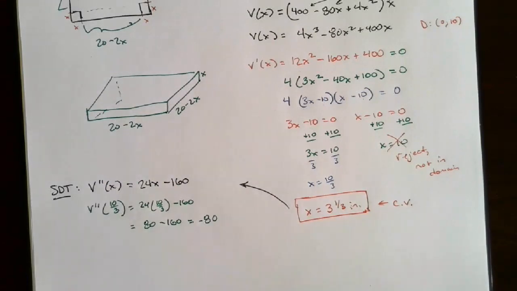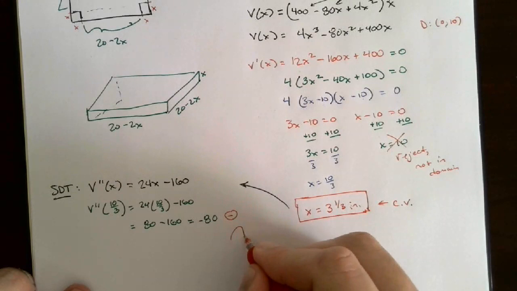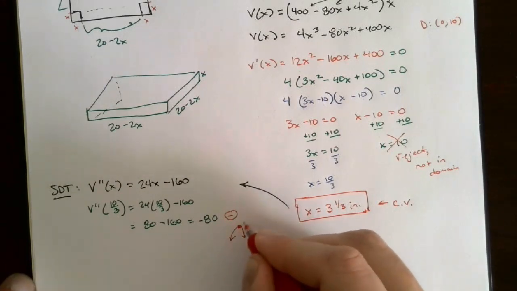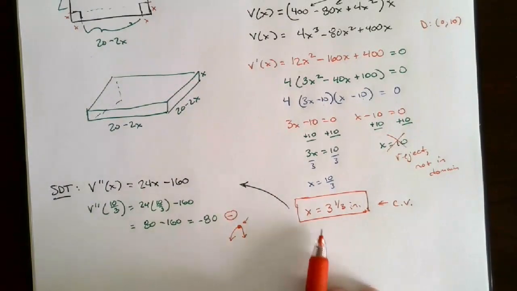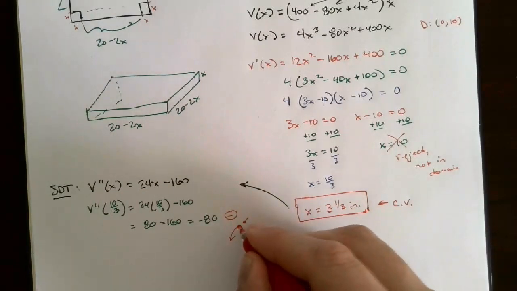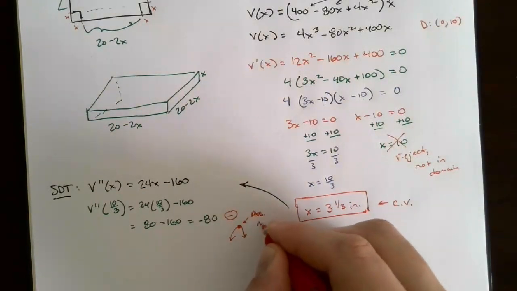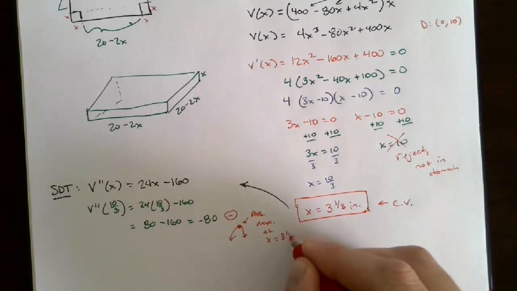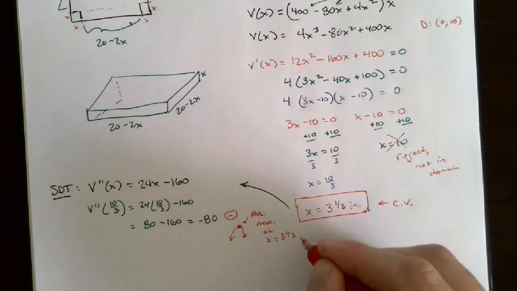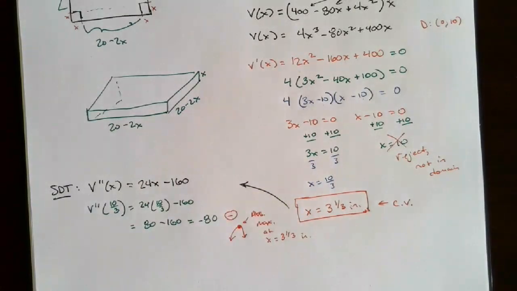But what do I care about? I care that it came out to be negative. If it comes out negative, remember what that tells you. The second derivative being negative tells you the original function was concave down. If I'm concave down, then that means I have a maximum there. And in this case, it's an absolute max because remember that critical value, if there's only one of them on that interval, either has to be the absolute max or the absolute min. In this case, that's a maximum. So this is the absolute maximum at what we just found, x equals 3 1/3. So we know the absolute maximum occurs at x equals 3 1/3 inches.